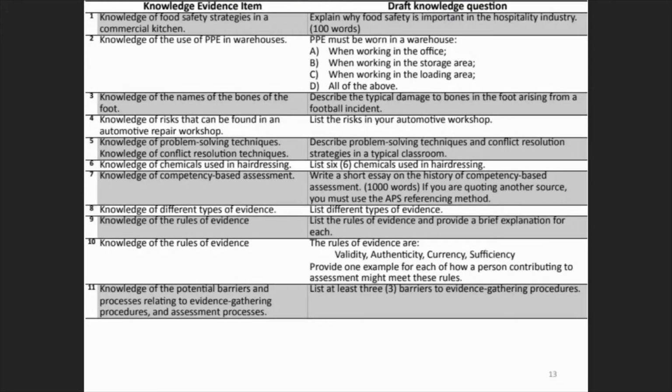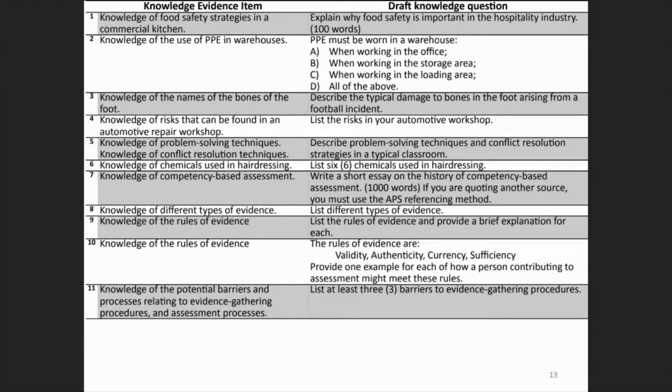I mean, water is a chemical. I know that might surprise you, but it is a chemical. So if they list water, would that be counted or not? What I'm getting at here is that it's too vague and imprecise.